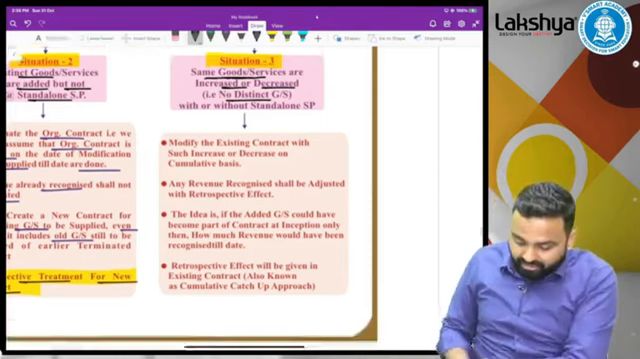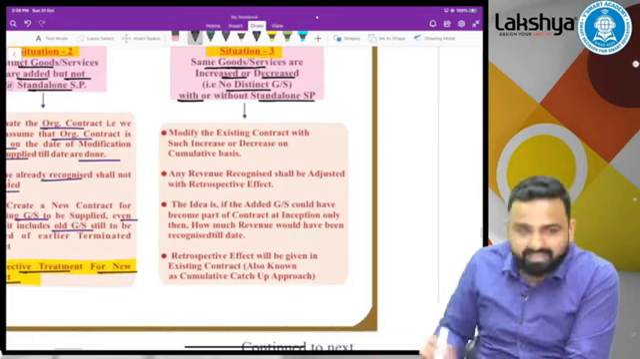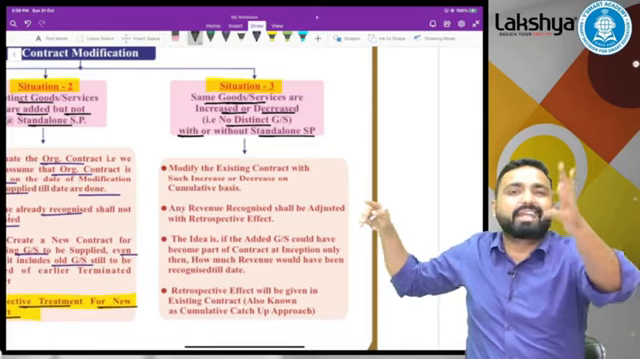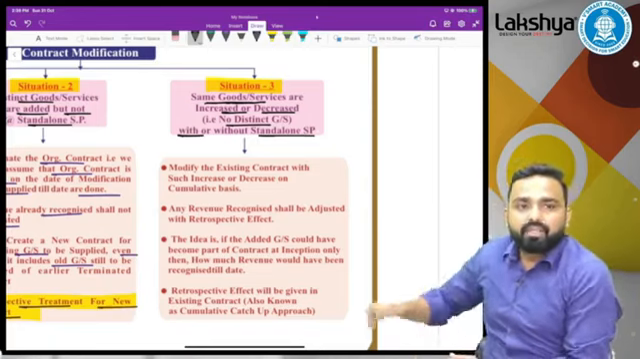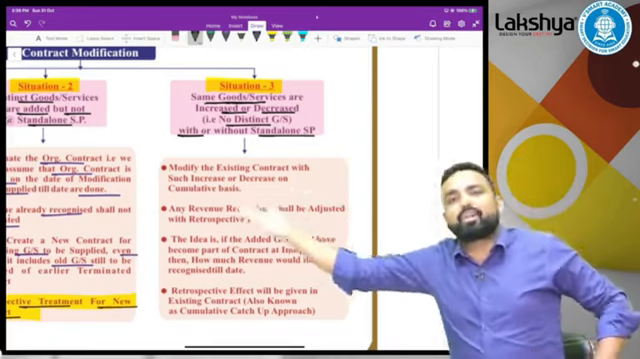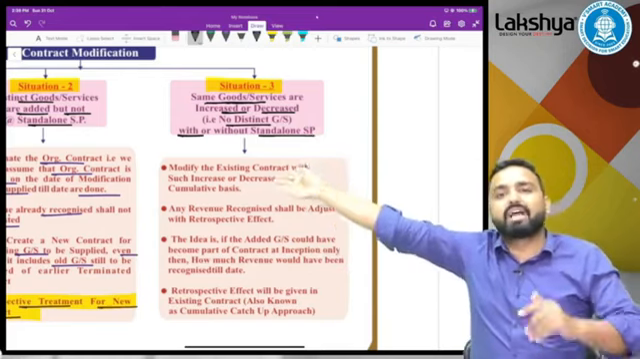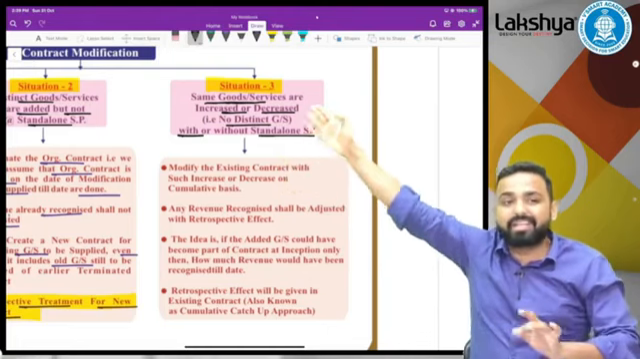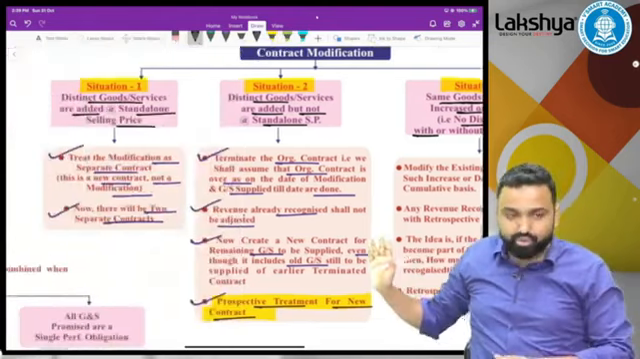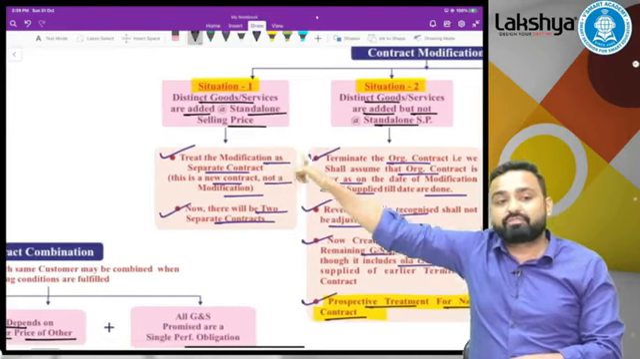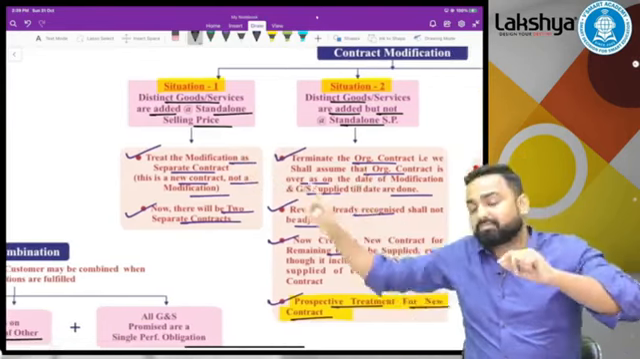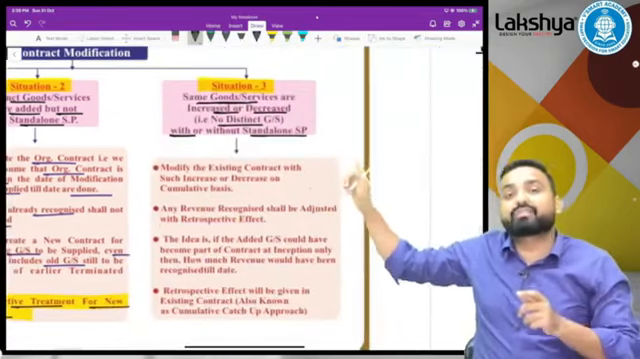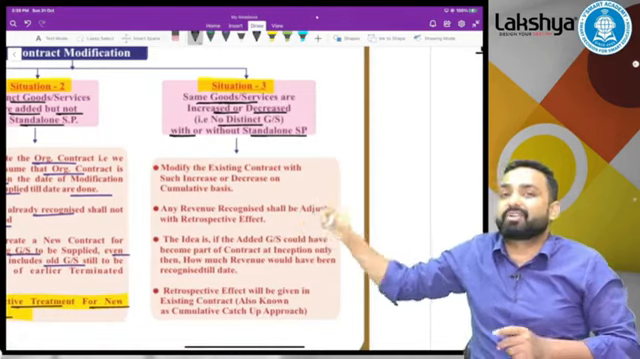Decrease or increase, with or without the standalone selling price. Here the relevance of standalone selling price doesn't matter. Whether the selling price may be standalone or not, if the goods and services added or decreased are not distinct, simply situation 3 will work. So you can say situations 1 and 2 are similar; they are for distinct goods and services. Situation 3 is for goods and services which are not distinct.